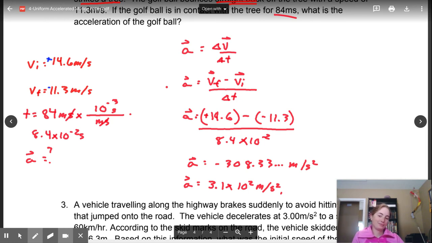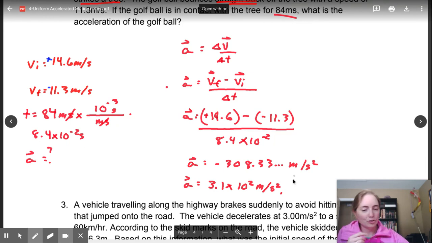I didn't take into account my direction. I asked for the acceleration of the golf ball in the question, and acceleration is a vector. That means you must have direction in order to get your final answer correct. So, I didn't say north, south, east, or west, but I can give a less formal direction.